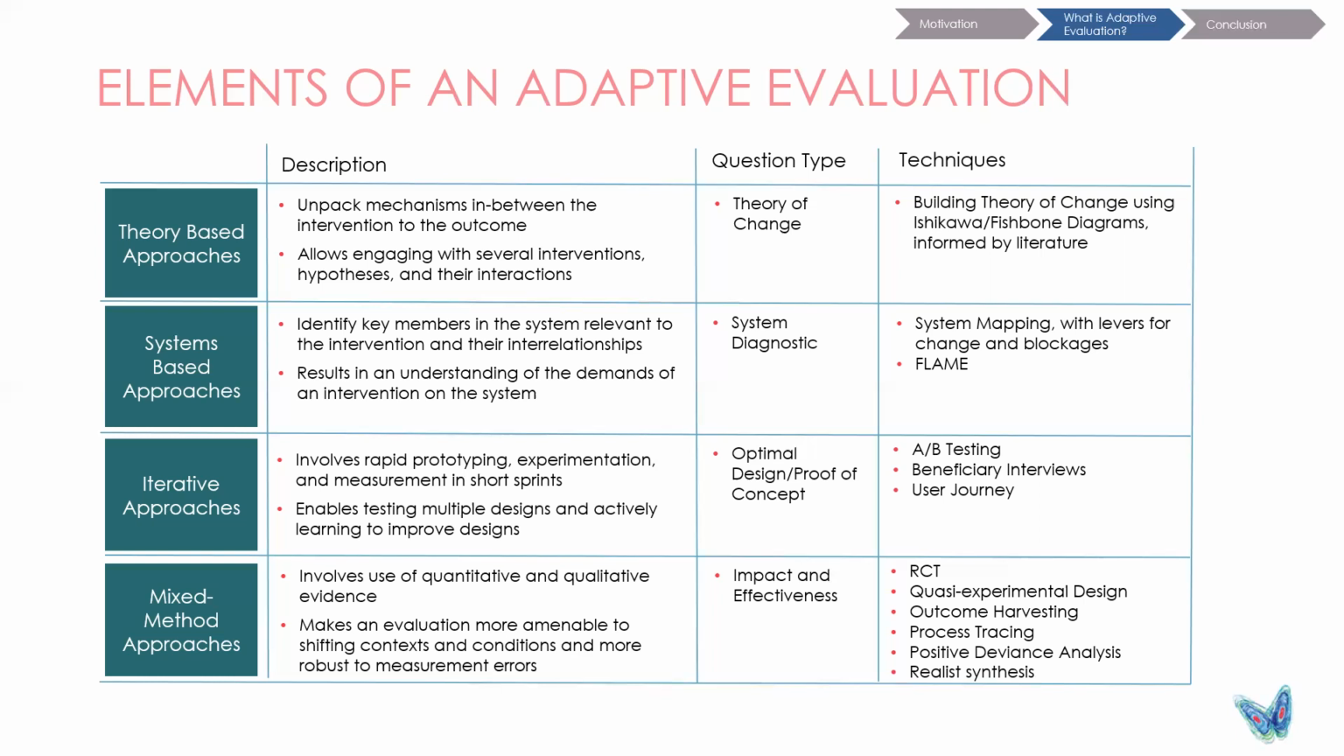And finally, there's positive deviance analysis. Of course, this involves looking at outliers, states that performed well and states that didn't, and looking at what makes them different qualitatively. And realist synthesis is the synthesis of a wide range of evidence to identify and explore, not only what works, but for whom, and especially in what context. So these are the elements of an adaptive evaluation.